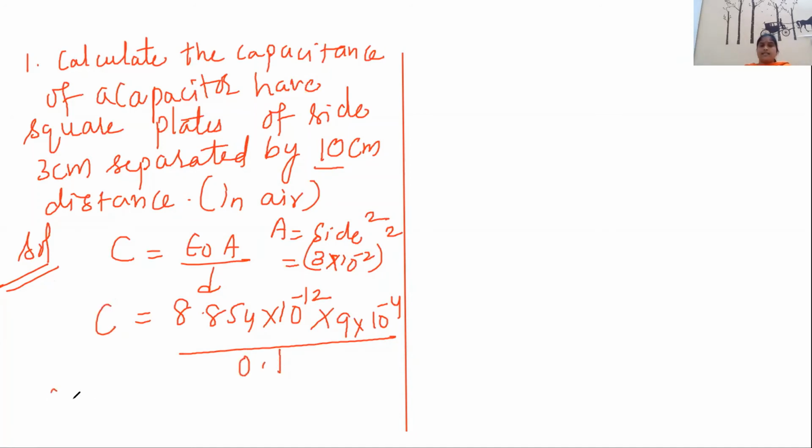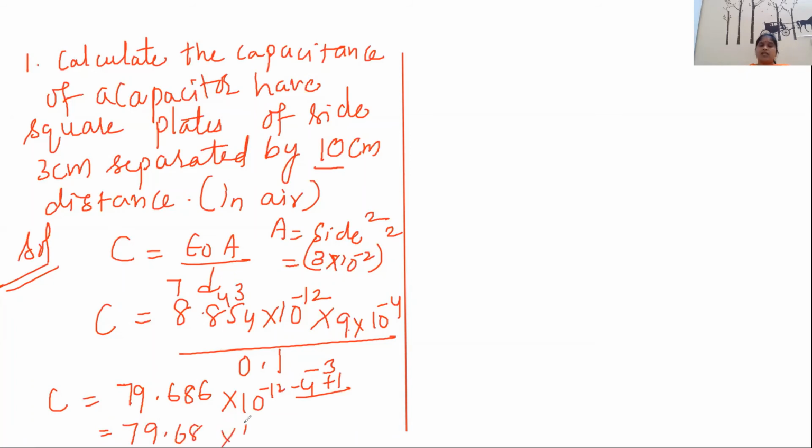Now we'll calculate. C is equal to, now we'll multiply with 9. 9 times 8.854 is 79.68, into 10 power minus 12, minus 4, and this minus 1 becomes plus 1, so this is minus 3. Minus 12 minus 3 is minus 15. So that is 79.68 into 10 power minus 15 farad.